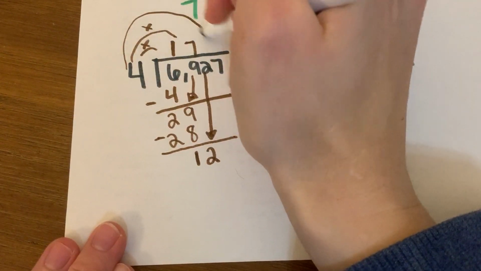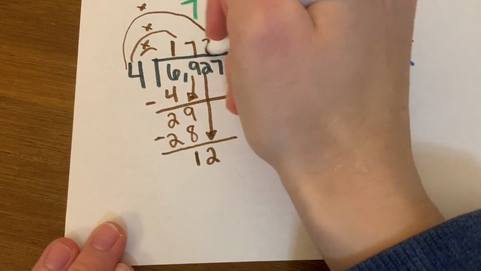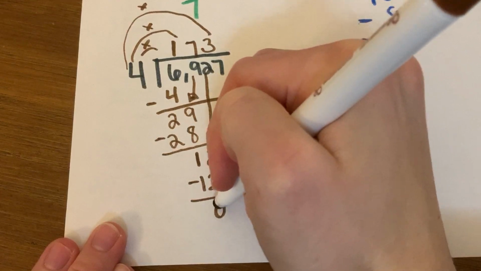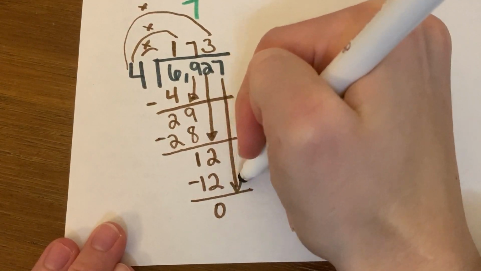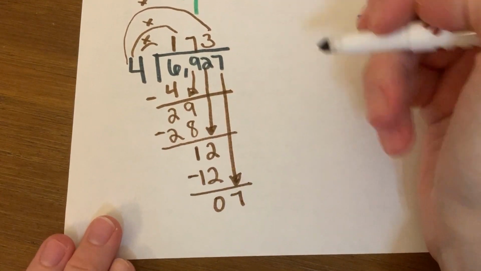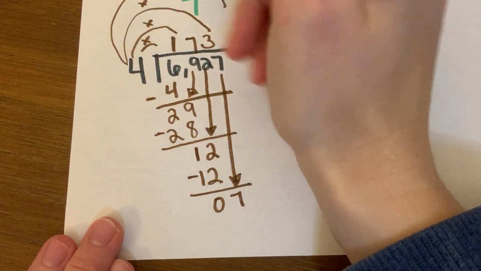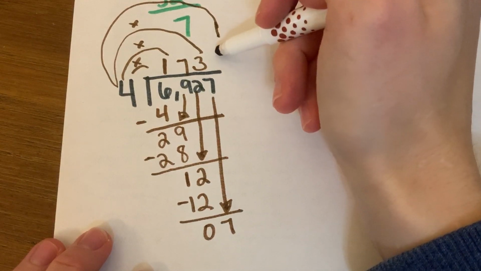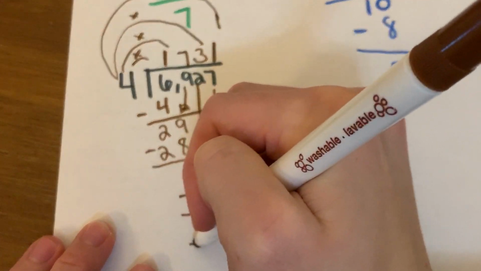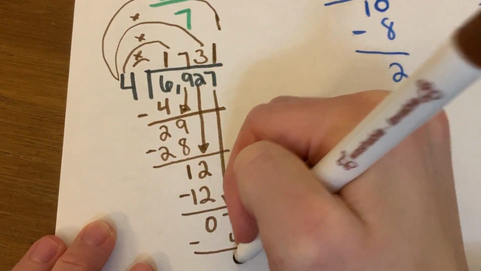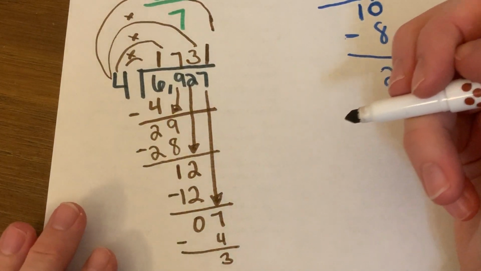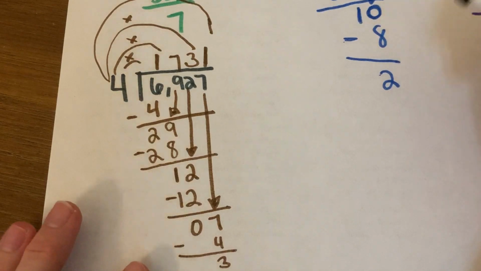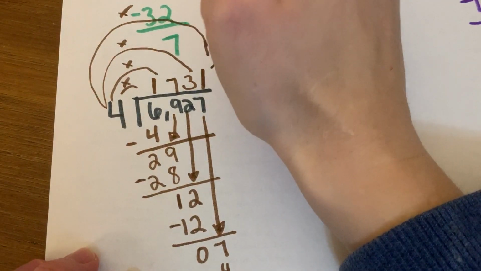4 times what gives me 12? Well, that actually comes out nicely. 3. 0. Bring down the 7. 4 times what gives me 7? Nothing, but 4 times 2 is too big, so a 1. Minus 4, 3. There's nothing more to bring down. There's no need to repeat, so we've got a remainder.